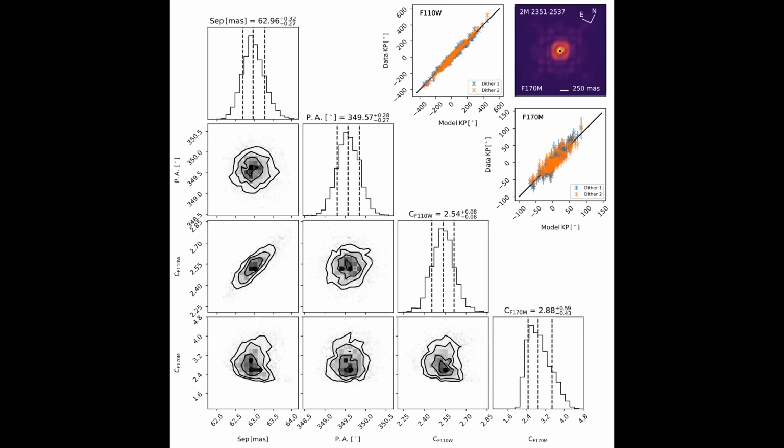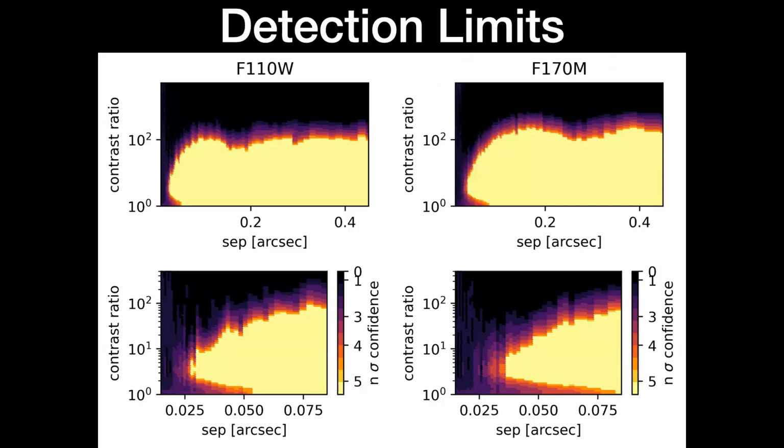Yeah, so basically I've extracted kernel phases and fit a binary to all 114 targets in my sample, but not all 114 are actually binaries. So we need some way of determining what's real and what is noise that looks like a binary signal. And that's where detection limits come in. I don't have time to get into the nitty-gritty of how we actually calculate this, but ask me if you're interested. So this is showing where we can actually trust that a detection is real and where we can't as a function of separation and contrast ratio.